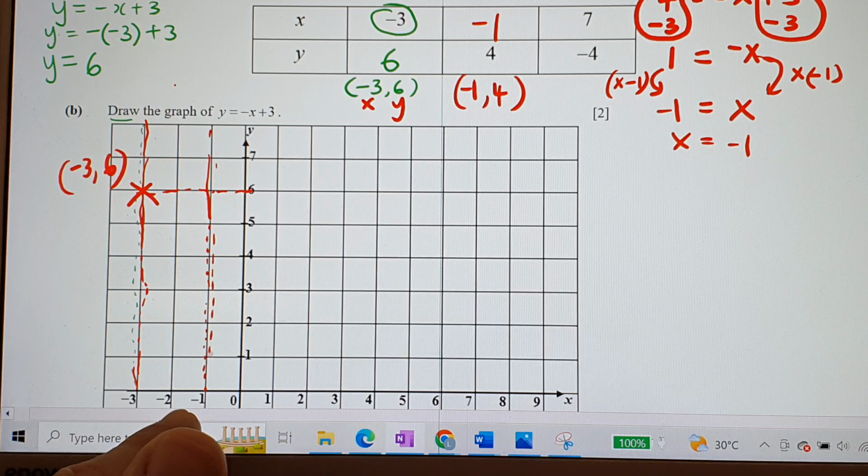We don't know where. So now we need the y value. The y value is 4. Where is 4? 4 is here. So this is the other point that I need. So this point here is minus 1, 4.